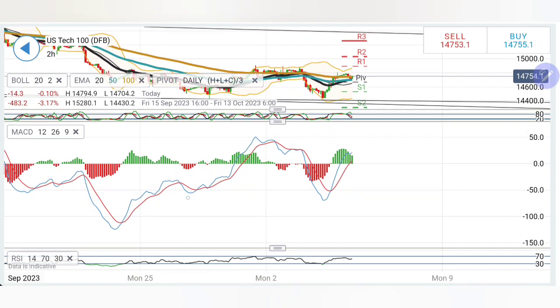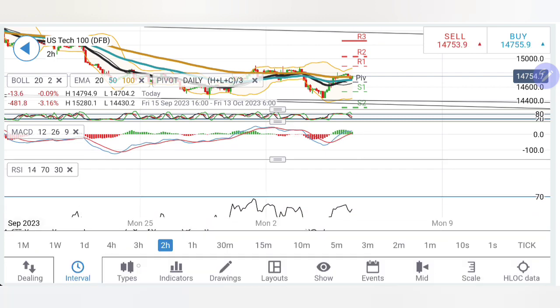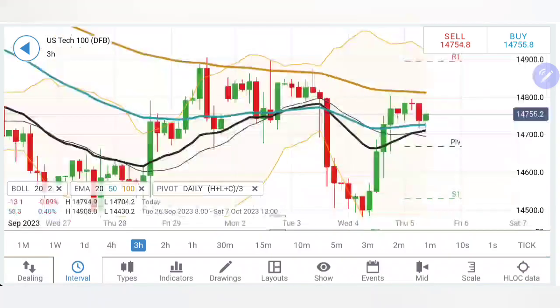Stochastic looking downwards. MACD is in green, trying to converge. It has not yet crossed over. It was trading with divergence, and that is why it is trying to converge a bit. RSI looking upwards here. Coming to, now look at 3 hour charts.